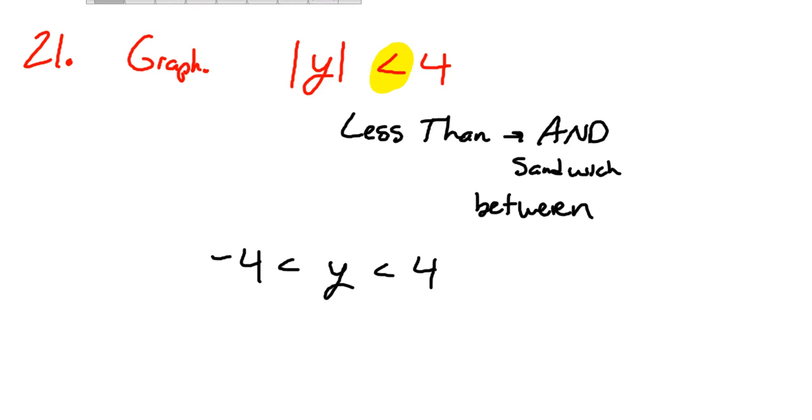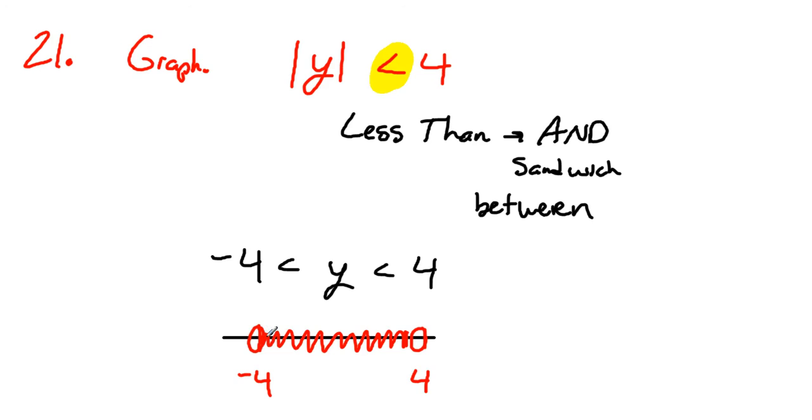If they ask you to graph it, okay, and again, if it's an and statement, which is what this one is because it was less than, it should be sandwiched in between positive 4 and negative 4, and then you just fill in the gaps in between. Okay, so once you've got the absolute value by itself, you're always going to sandwich between this positive number and then turn around and make that number negative, and you're going to sandwich it between those two numbers.